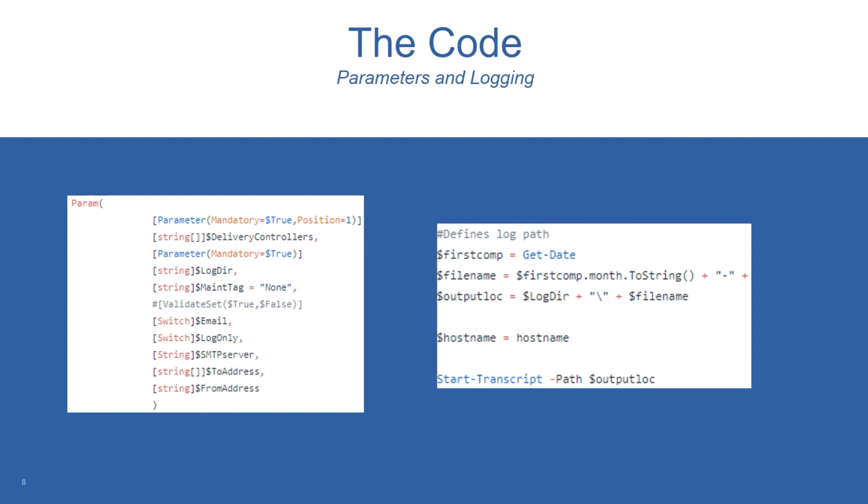So moving on to the first part of the code here, we're just setting some variables for the output log file. You can see here's the start transcripts, and it uses the output location variable that includes the log directory that you specified and just appends the file name of where everything is.